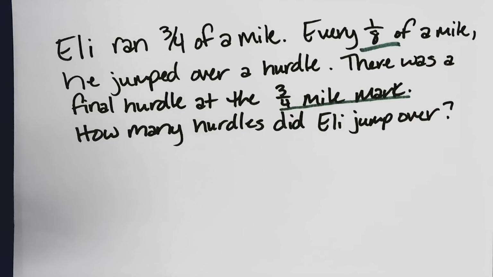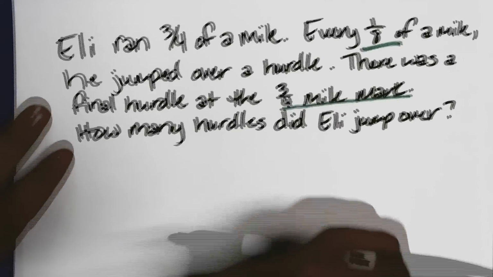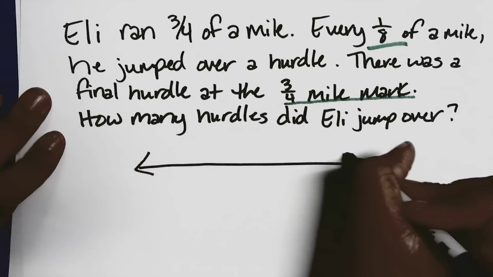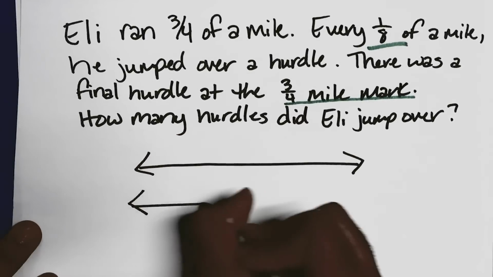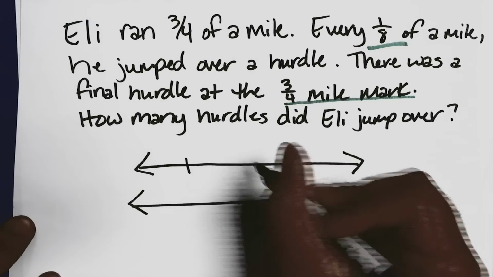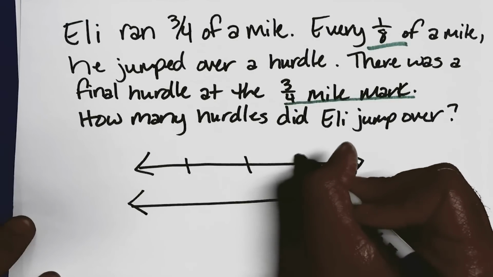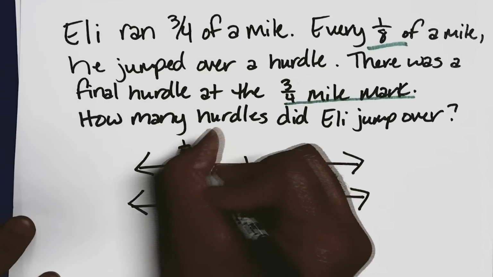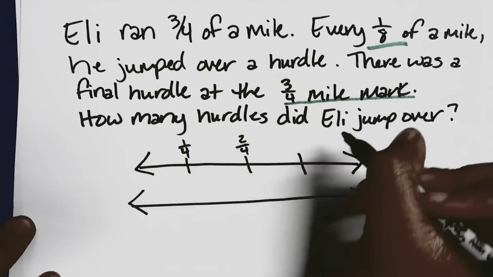So let's use another double number line to represent this situation. So let me draw my double number line. So let's divide our top number line into fourths. Why fourths? Great, because we know that his total distance was 3/4 of a mile. So this would represent a fourth. This will represent 2/4. This will represent 3/4.